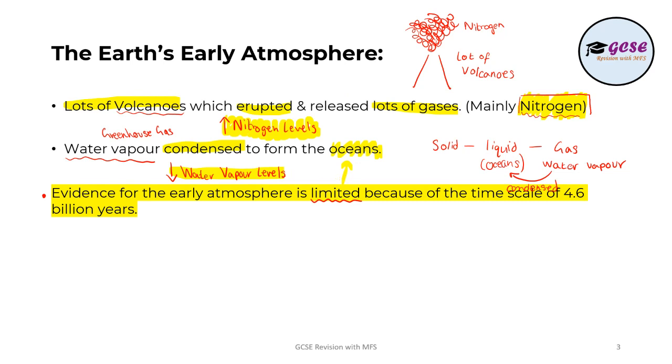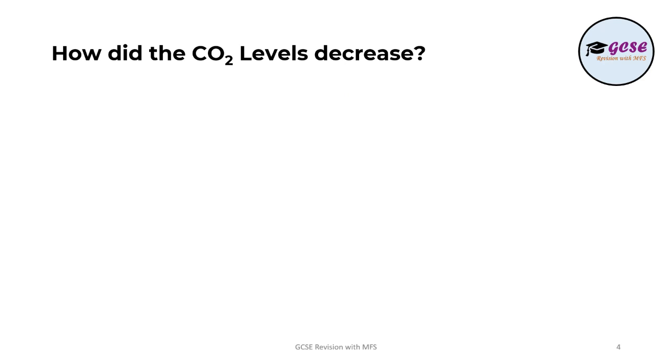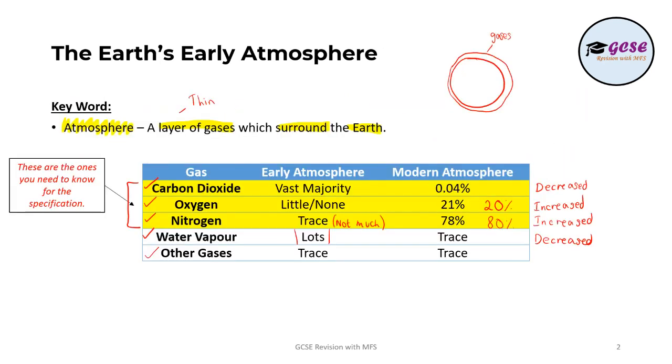Okay, so moving on, how did the CO2 levels decrease? If we go back to our first slide, we can see that the CO2 levels decreased over here. In the early atmosphere, we used to have a lot of CO2, and now in the modern atmosphere, we have a really small amount. So why is this? Well, there are a few reasons.